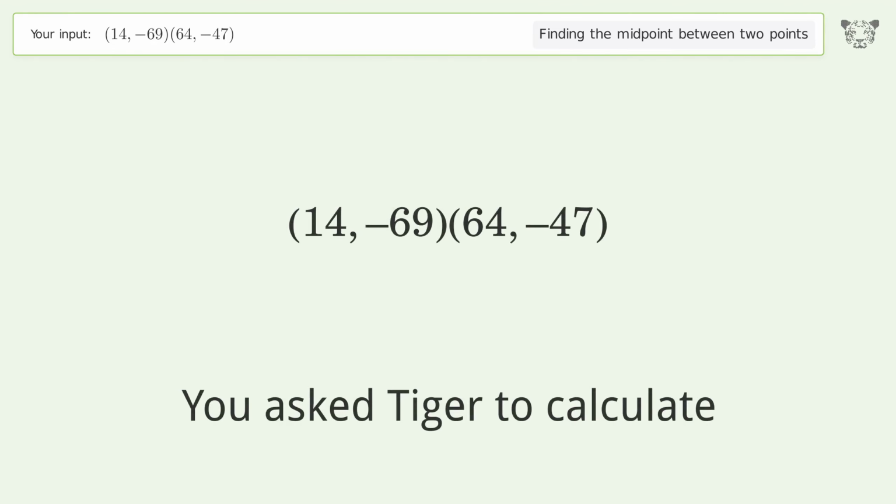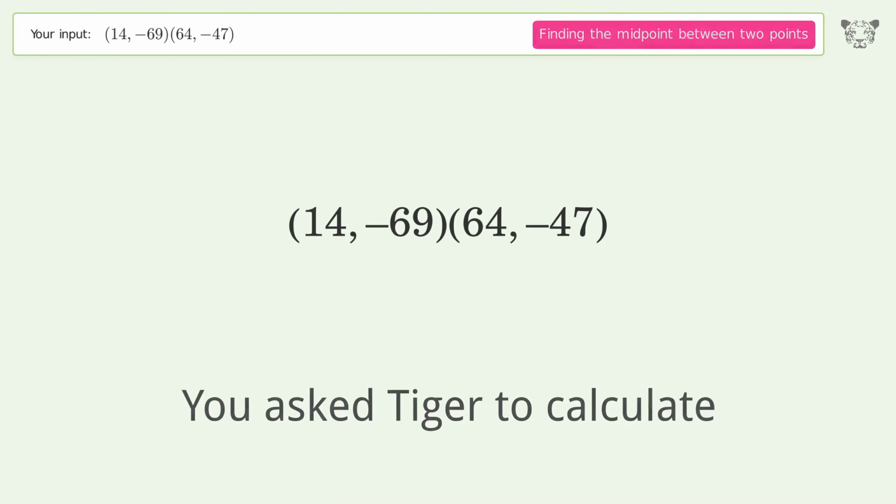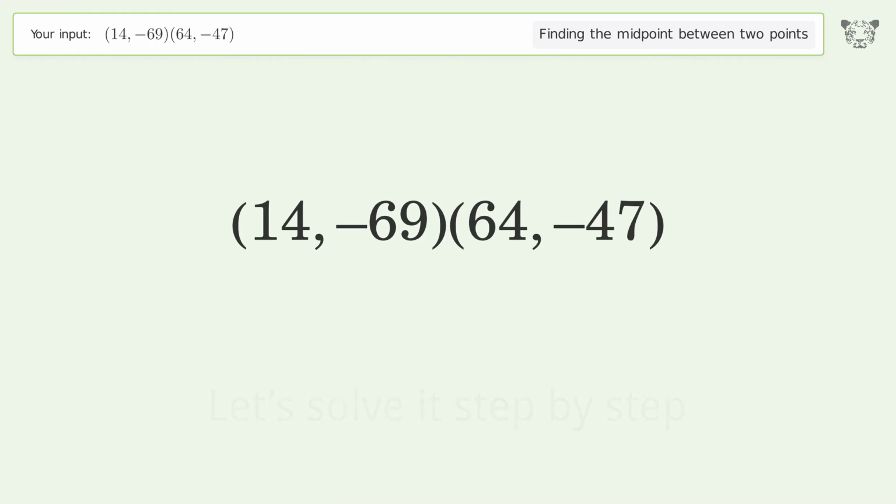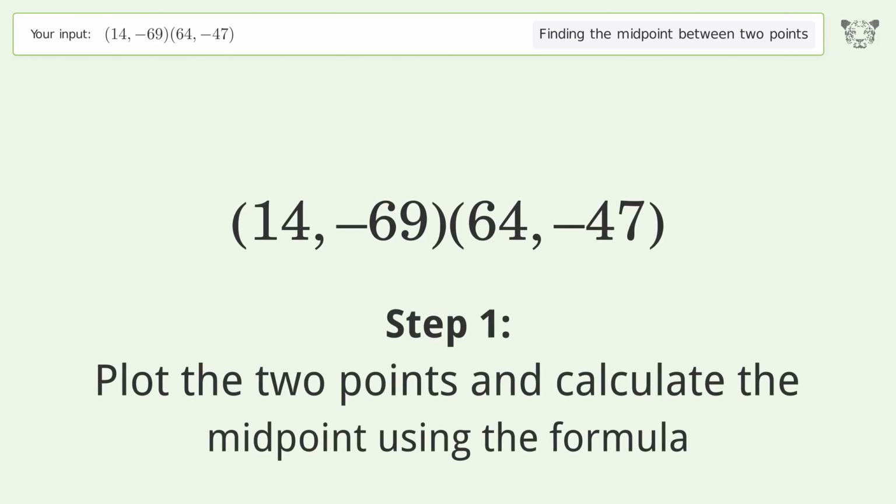You ask Tiger to calculate. This deals with finding the midpoint between 2 points. The midpoint between the 2 points is (39, -58). Let's solve it step by step. Plot the 2 points and calculate the midpoint using the formula.